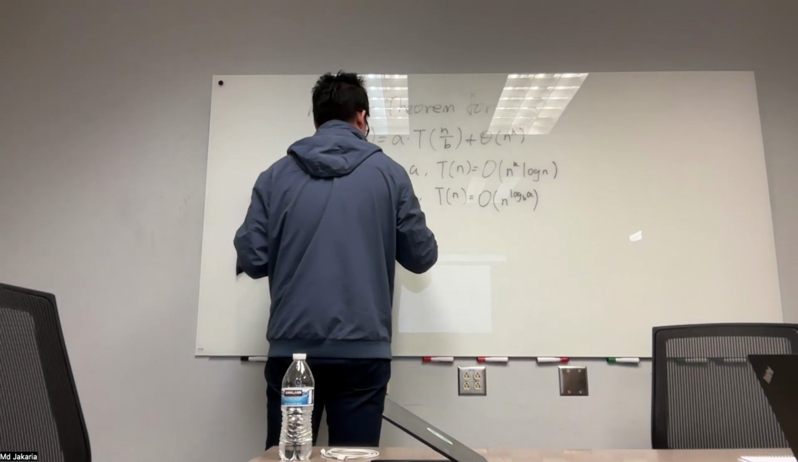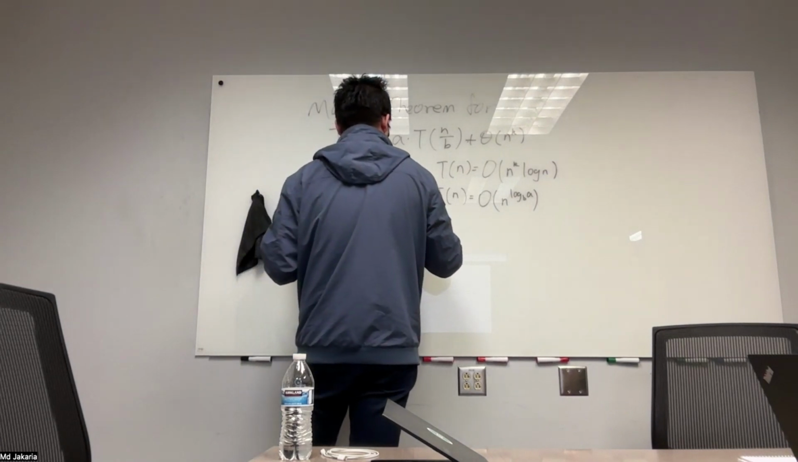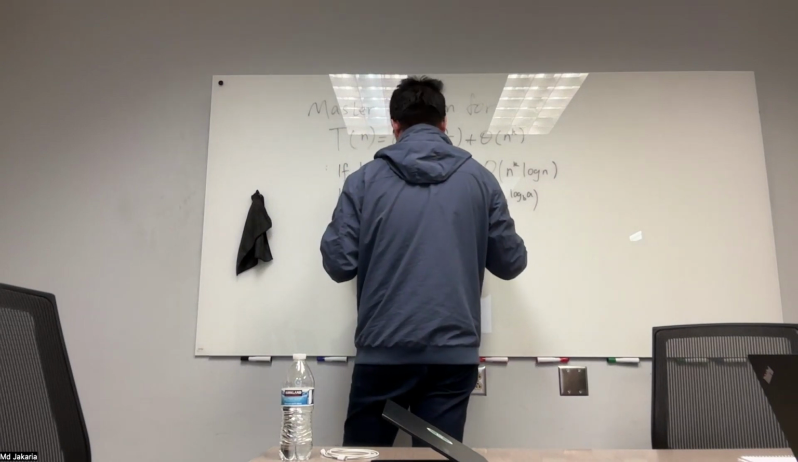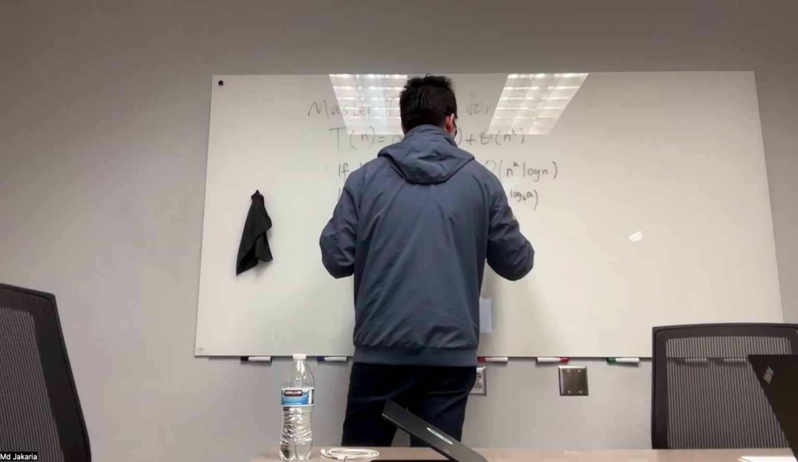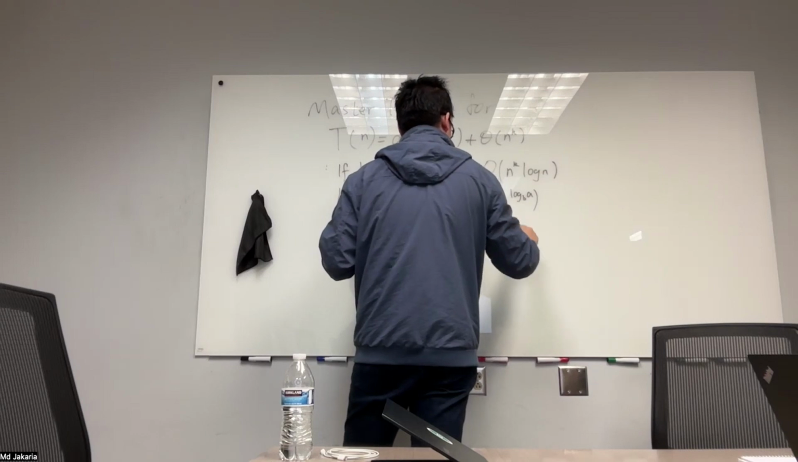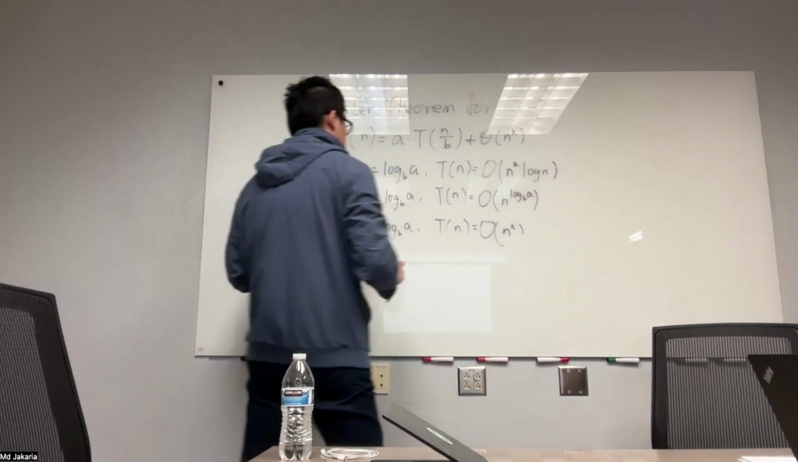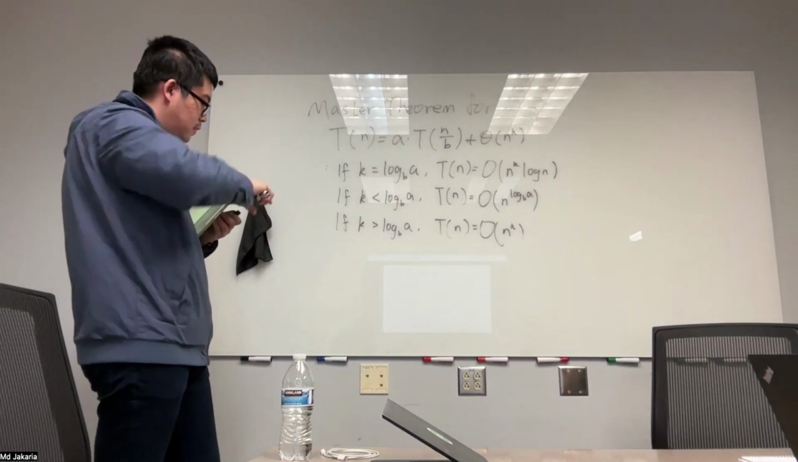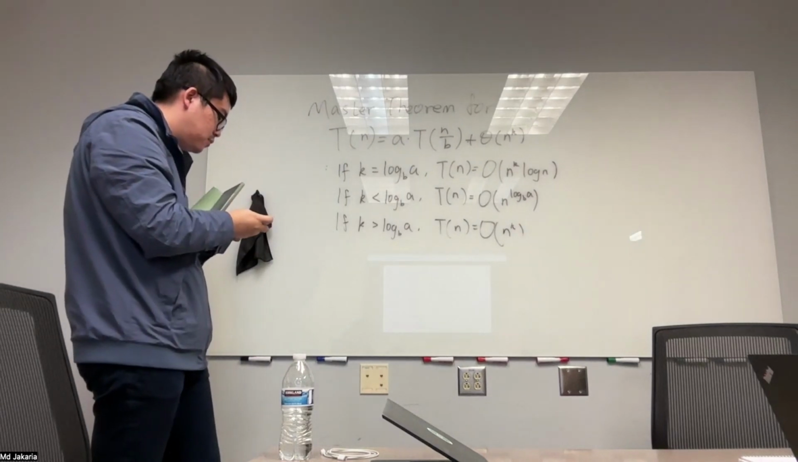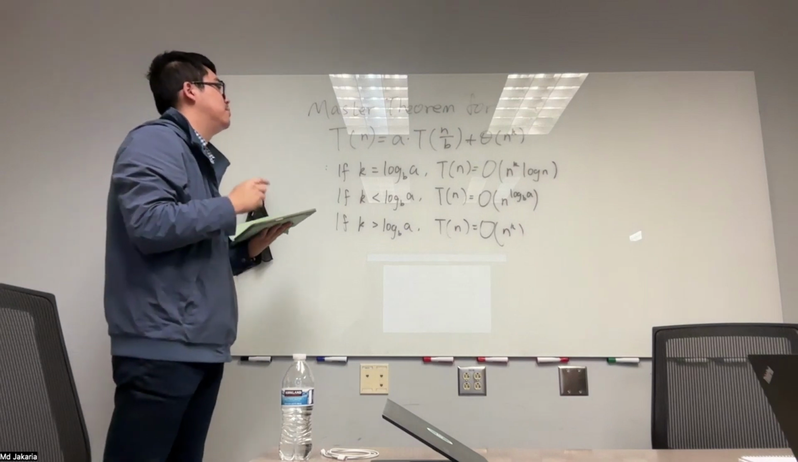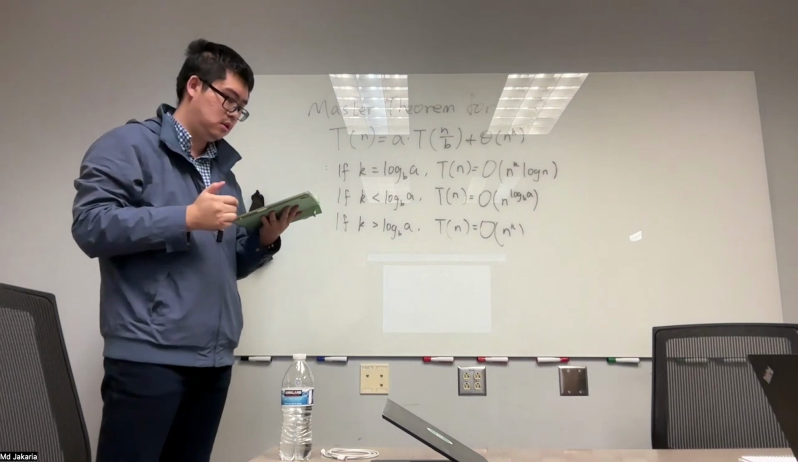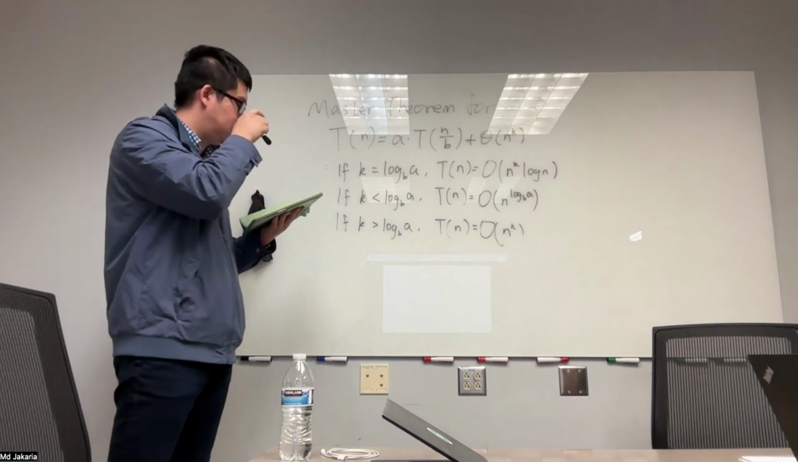Larger than that, it's really just O of n to the power of k. This is the master's theorem, and if you want to, you can apply the master theorem to part A and B of question number 2.